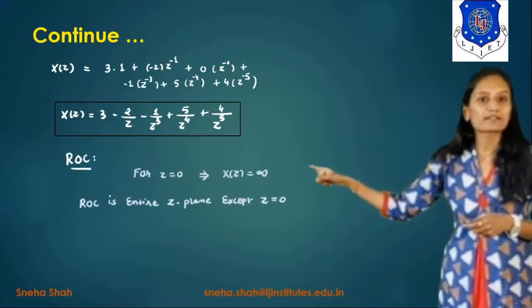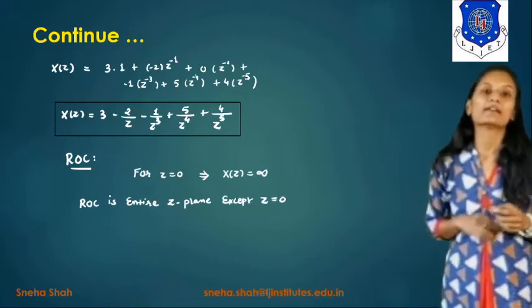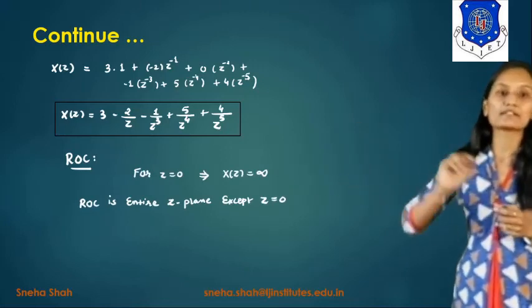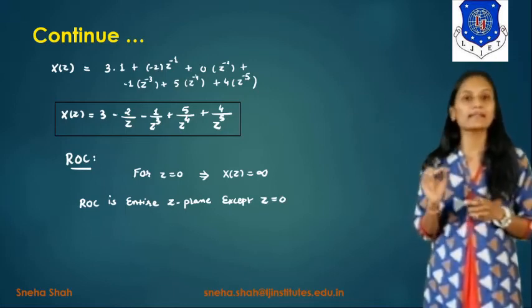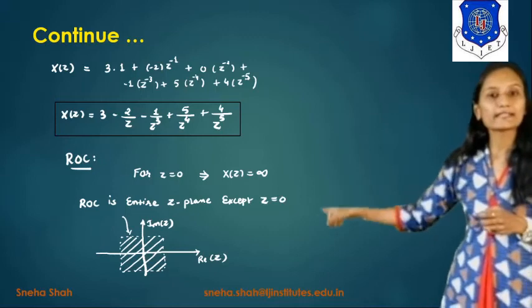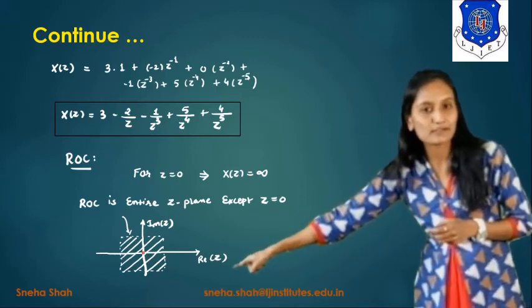So what will be the ROC? For z equals to 0, x of z equals to infinite. So we will not include z equals to 0. So except z equals to 0, the entire z plane will be considered as the ROC. So when we draw the ROC, it is the entire z plane except the z equals to 0 point.